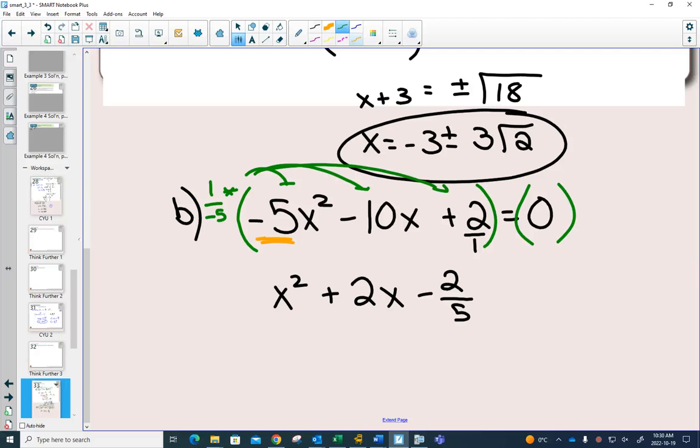And then on this side, we have to multiply this also by 1 over negative 5. And that's still 0.